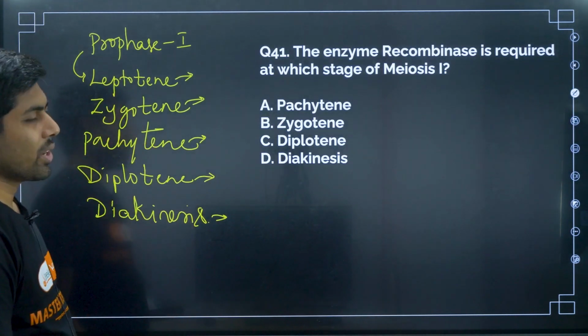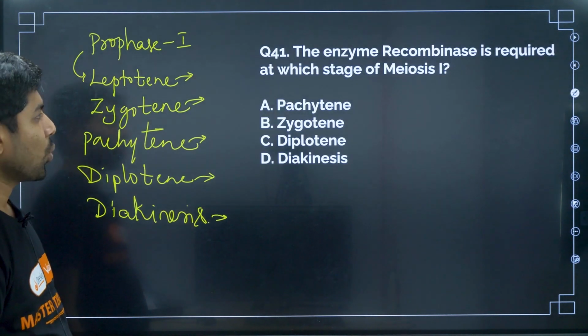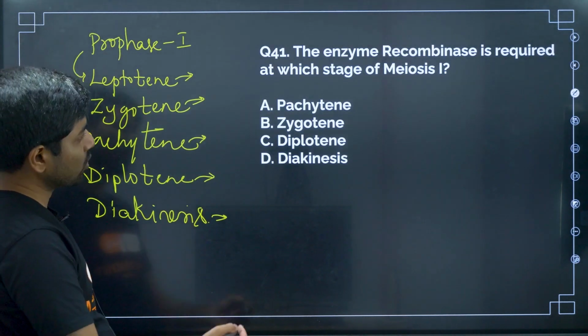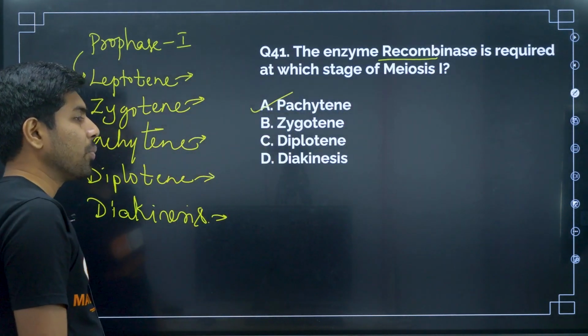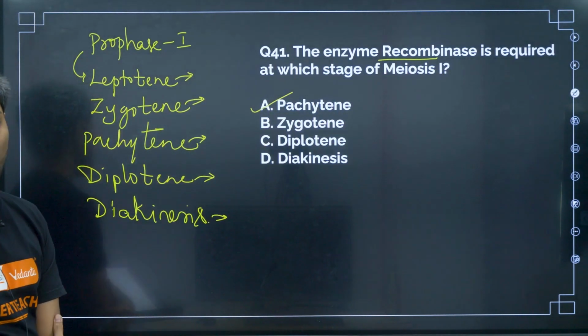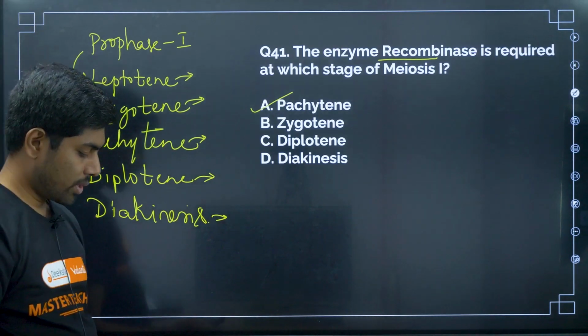This is in brief whatever is happening in Prophase 1 of meiosis 1, right? The enzyme recombinase comes in contact where? It comes in pachytene, because the recombination nodule is formed and crossing over occurs here, right? So it's in pachytene.